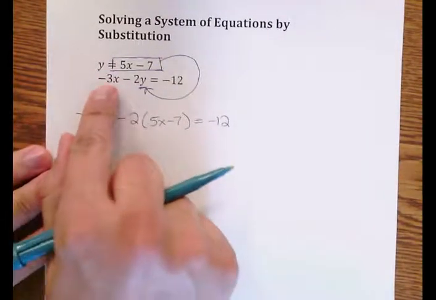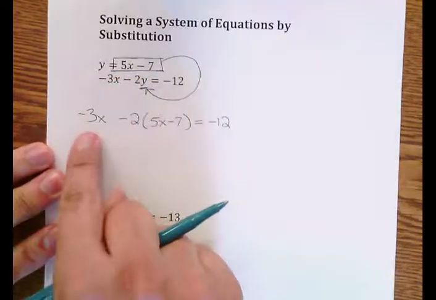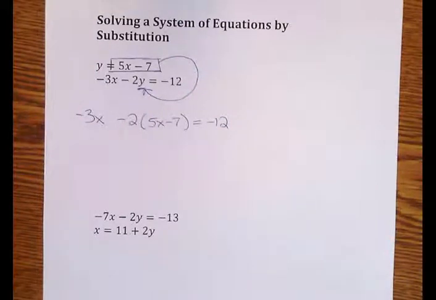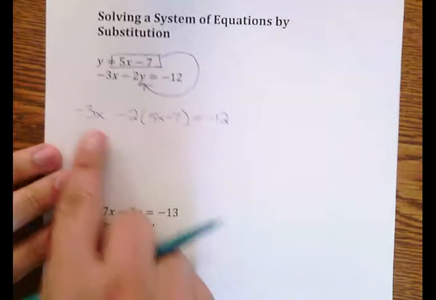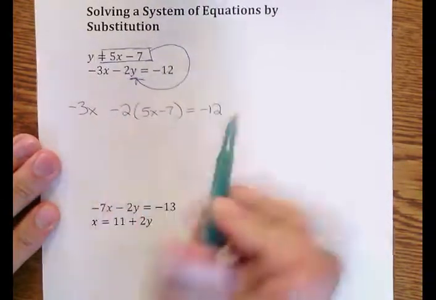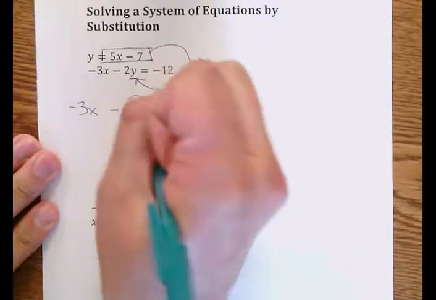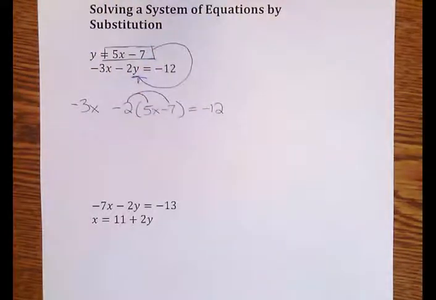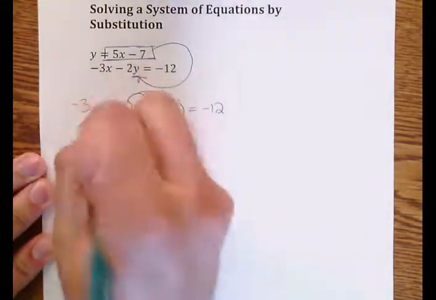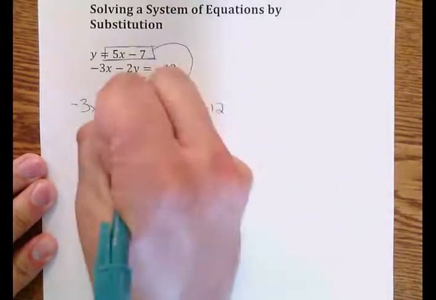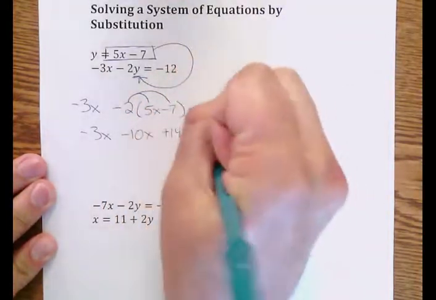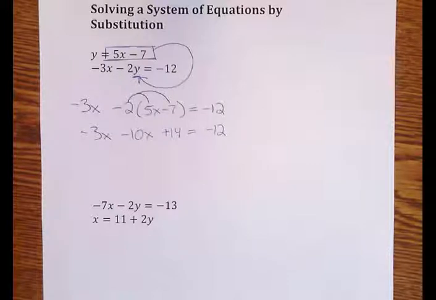So just like that, I've gone from equations that have both x and y in them to a single equation with only x's. So I can easily solve this for x. I see the parentheses here first, which means I'm going to distribute. I'm going to take this negative 2 and distribute it all the way through my parentheses. So I would have negative 3x still from this first piece. Negative 2 times 5x is negative 10x. Negative 2 times negative 7 is 14. And this is equal to negative 12.